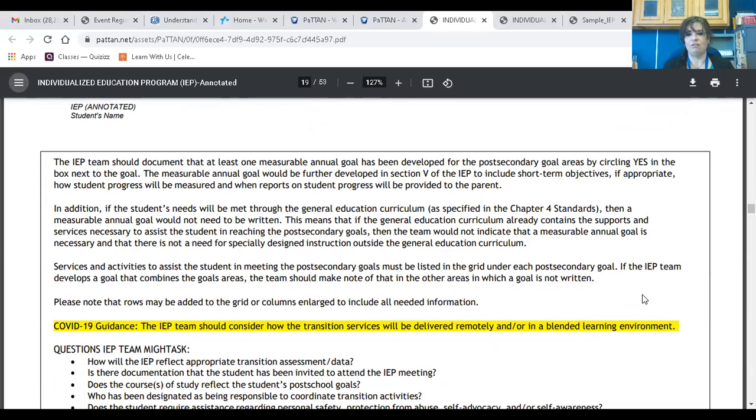This means that if the general education curriculum already contains the supports and services necessary to assist the student in reaching the post-secondary goals, then the team would not indicate that a measurable annual goal is necessary, and there is not a need for specially designed instruction outside the general education curriculum. It also must include services and activities to assist the student in meeting his or her post-secondary goals, and it must be listed in the grid, which I'm going to show you in just a moment.